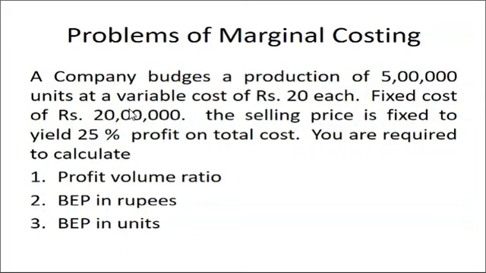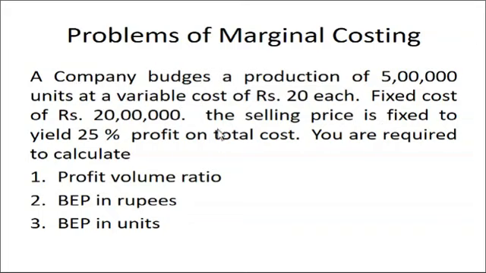So before solving this problem, first understand the problem. A company budgets a production of 5 lakh units. The company wanted to produce 5 lakh units. The variable cost will be rupees 20 each. Fixed cost will be 20 lakh. Sales they have not given, only variable cost and fixed cost they have given.